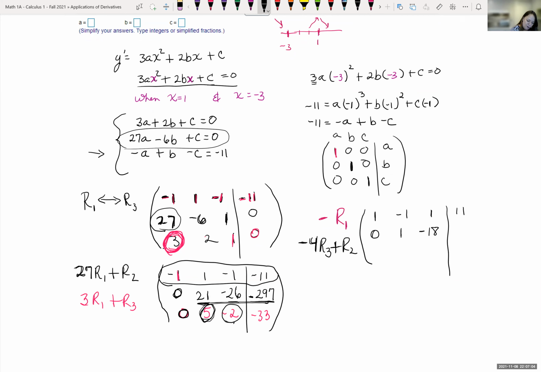And then -4 times this -33. So 4 times 33, 2 negatives make a positive. So that's 132 minus 297. So that gives me -165. I was just using my row 3 to get row 2 how I want it. So I'm going to rewrite row 3 down there: 0, 5, -2, -33.